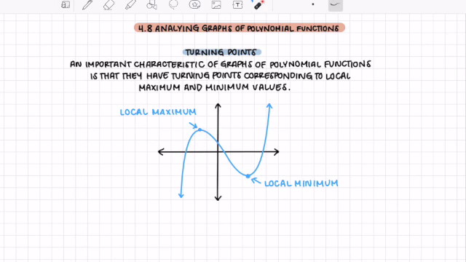Sometimes you may have multiple local maximums, but in this case we only have one local maximum, where we have a peak that's rising up. A local minimum is going down and it's always the lowest point. There are possibilities of having multiple local minimums as well, but in this case we only have one, where the peak is going downward.